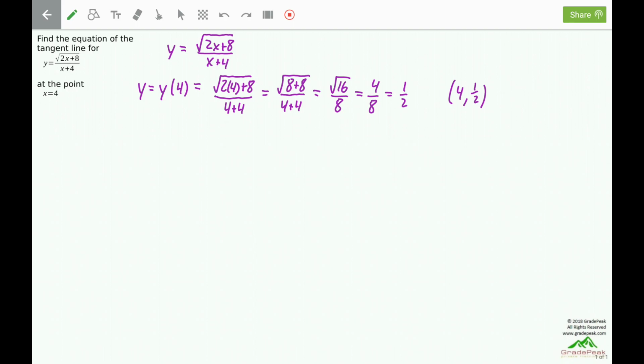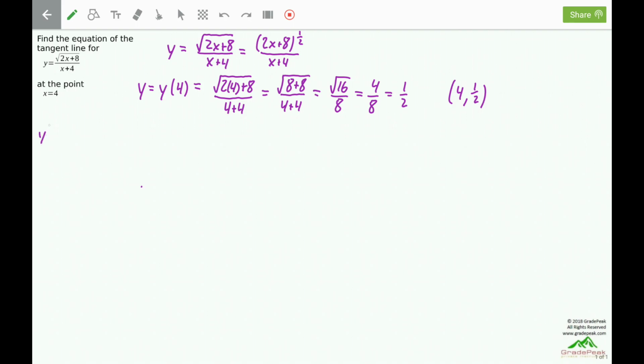The next thing we need is the slope of the tangent line. That's the derivative. So we're going to be taking the derivative of the function. And the function up here is a quotient. But before we take the derivative using the quotient rule, let's rewrite this numerator with a 1/2 power instead of a square root, so that we can use the power rule for the derivative.